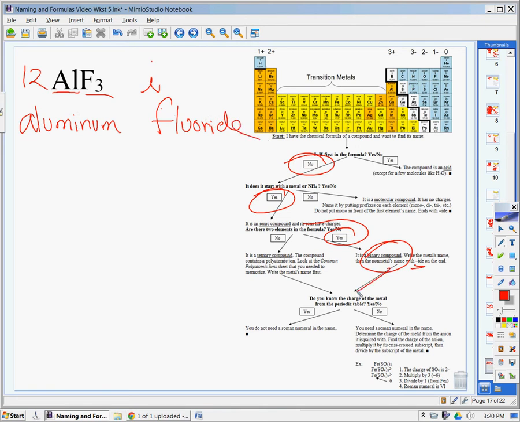Finally, we should address this last question. Do you know the charge of the metal from the periodic table? Yes, I do. Aluminum's there. It's always 3+. Yes, you don't need a Roman numeral. No Roman numeral. So that's the answer. Aluminum fluoride. Remember my pet peeve, don't spell fluoride wrong.